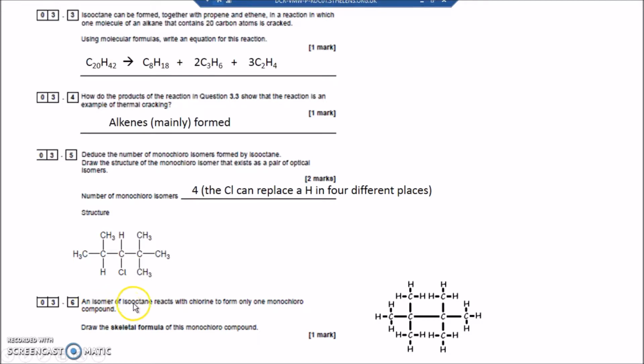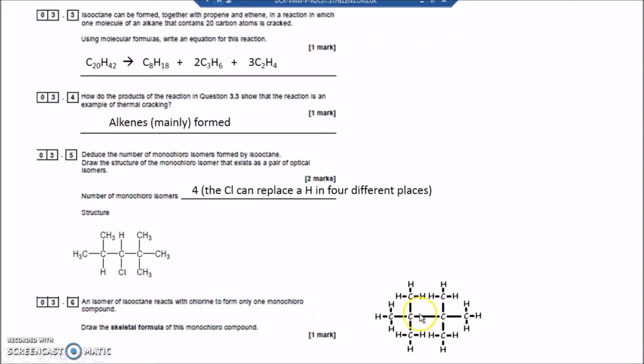The isomer of isooctane reacts with chlorine to form only one monochloro compound. So I've got to look at something. I've got C8H18, that's isooctane, and I've got to draw it out so that whichever hydrogen I replace with a Cl, there's only one chemical formed. So what I'm looking for is something really symmetrical, so it doesn't matter which H, up, down, left or right I replace, it ends up forming the same compound when I replace an H with a Cl.